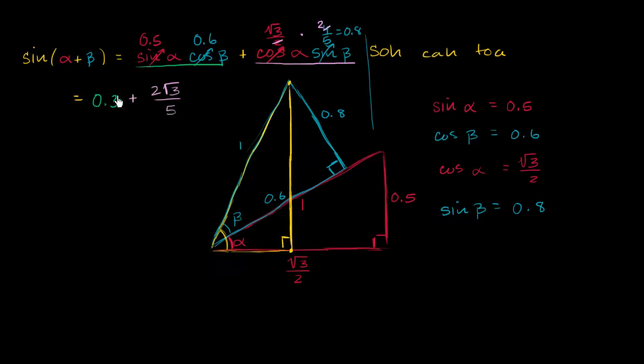I feel a little uncomfortable having it in these two different formats, where I have a fraction here and a decimal here. So let me just write the whole thing as a rational expression. 0.3 is obviously the same thing as 3/10. So that's 3 over 10 plus, if I want to write this over 10, 4 square roots of 3 over 10. And of course, if we add these two, we are going to get 3 plus 4 square roots of 3, all of that over 10. And we are done.